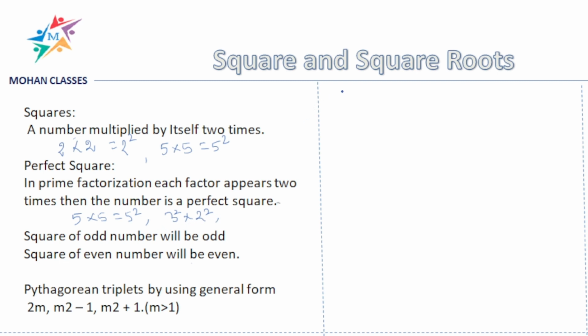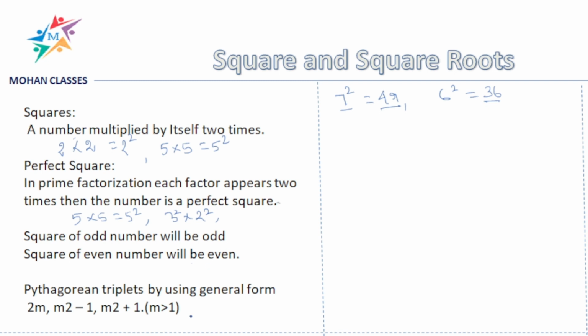The square of an odd number is always odd. So 7 square, what will you get? 49. What about 6 square? We will get 36. Here 7 is an odd number, its square is also an odd number. 6 is an even number, its square is also an even number.